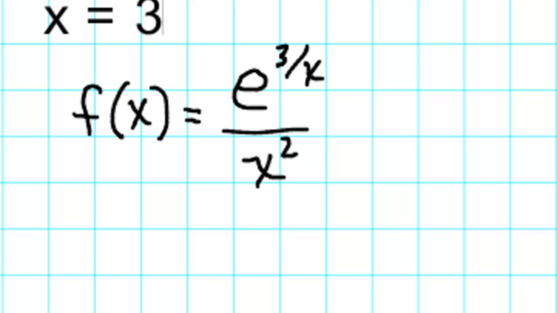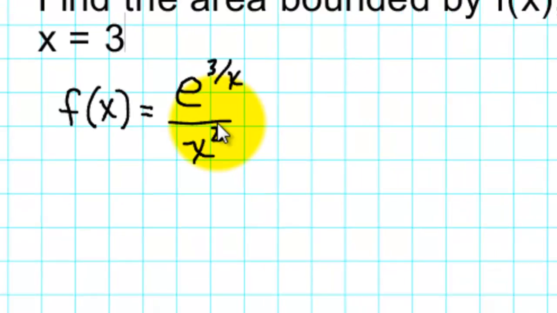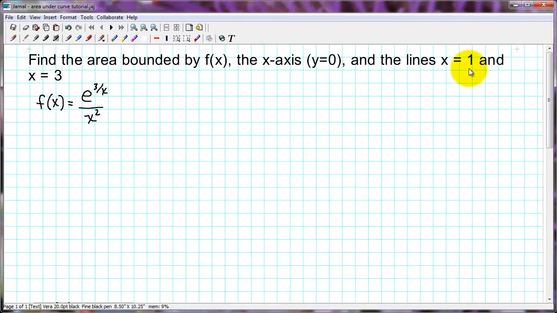Again, we're using the fundamental theorem of calculus to find those areas. In this problem, we have our function shown here, and we are finding the area bounded on the left and right by x equals 1 and 3, and on the bottom by the x-axis.